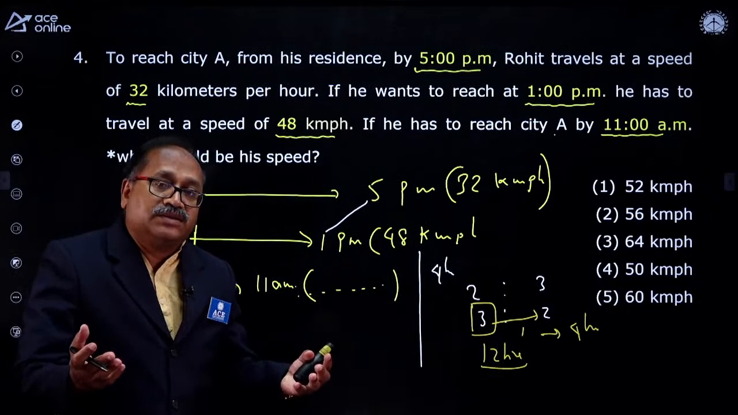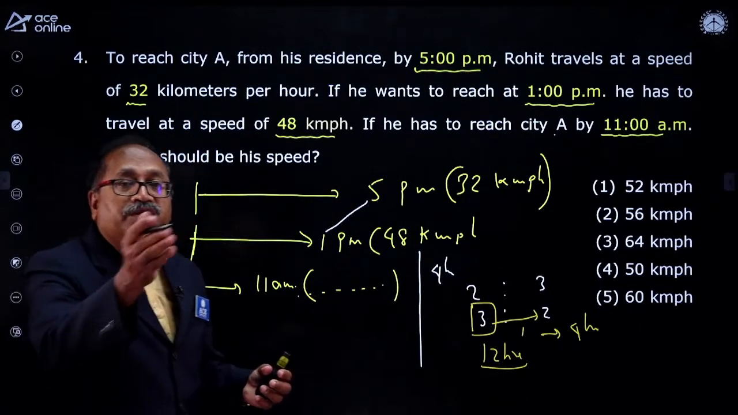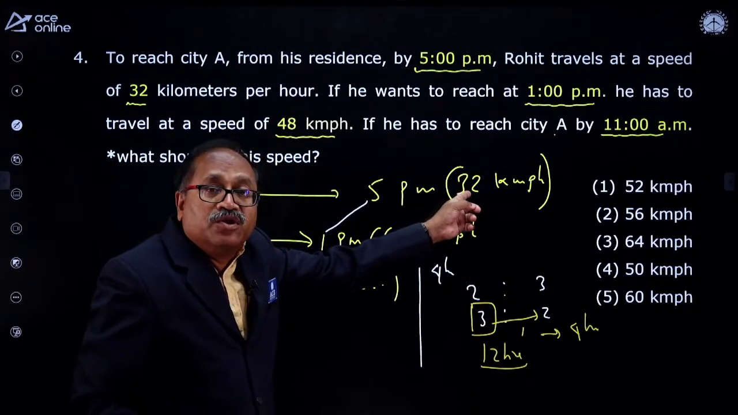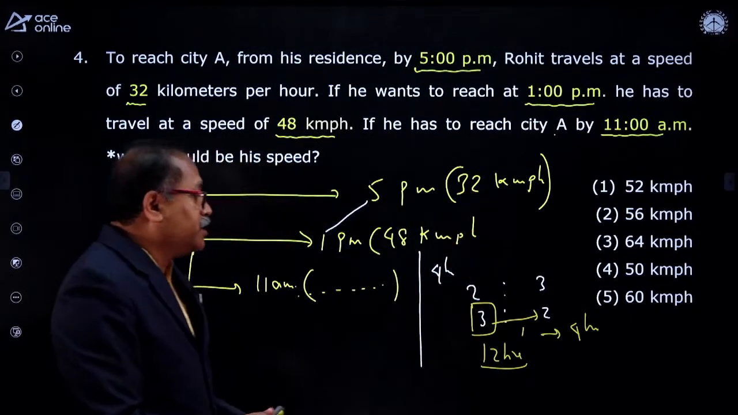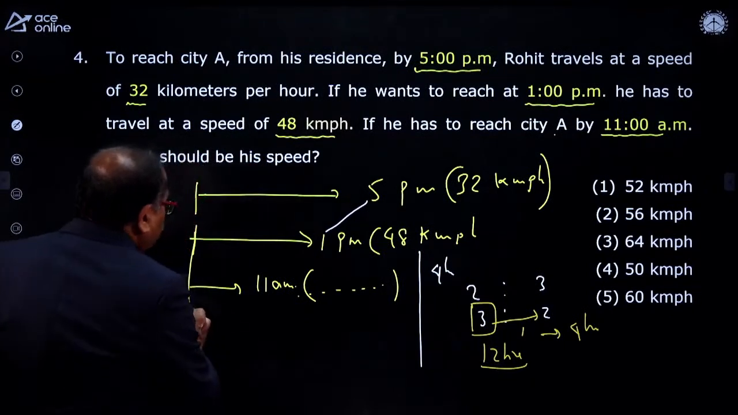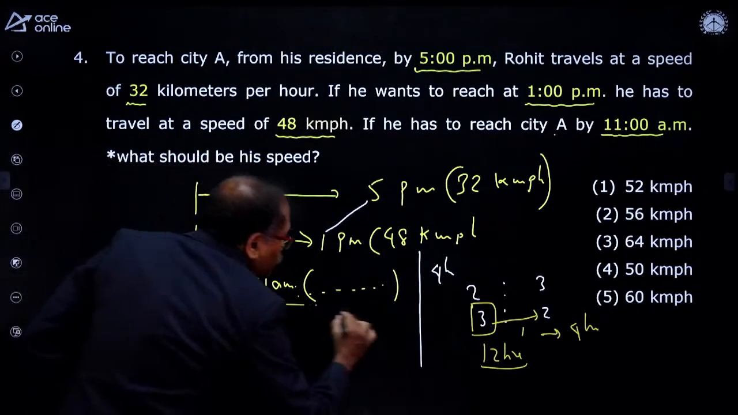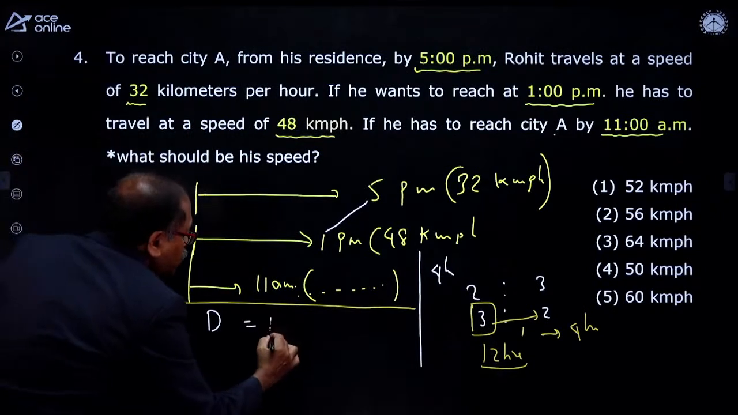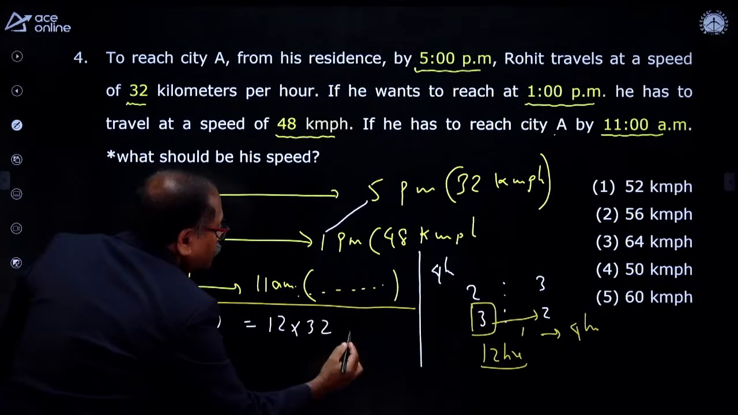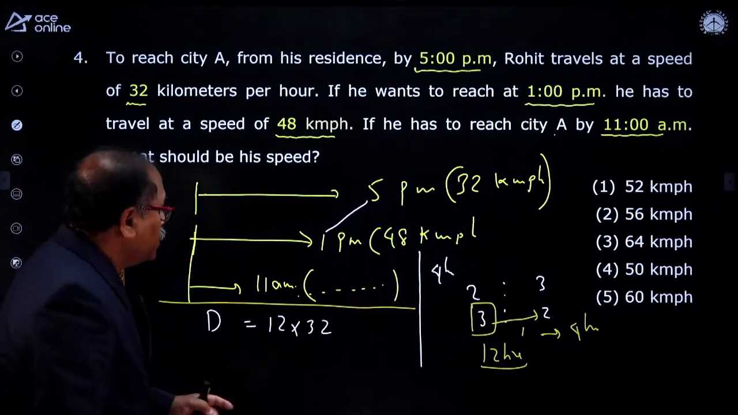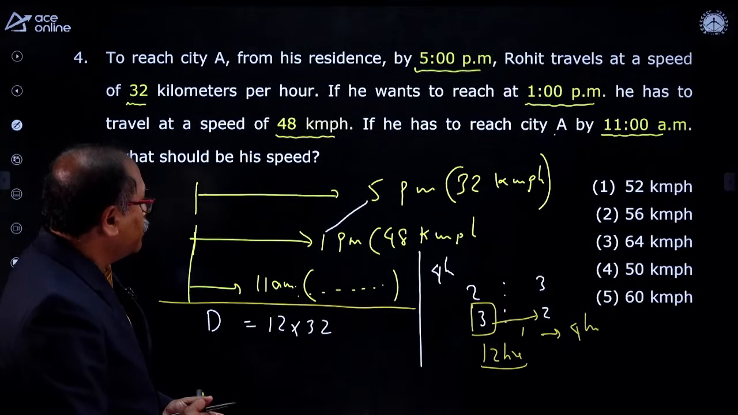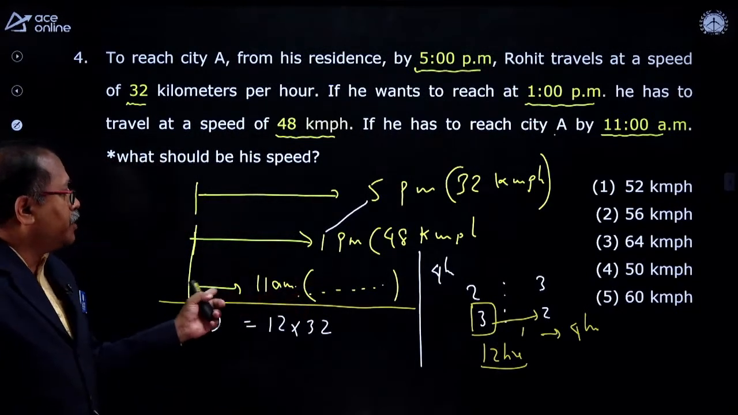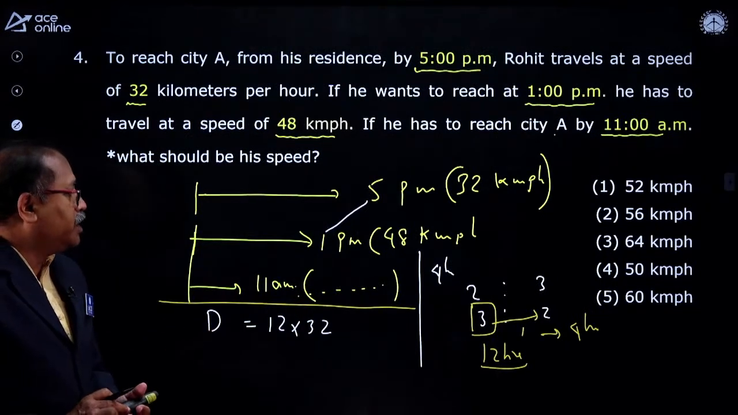So what is the distance? The distance is equal to speed into time. That original time is 12 hours and the speed is 32 km per hour. So I get the distance over here. Let's work out this part. The distance is equal to 12 into 32. Now that distance, and what is the required speed in order to reach by 11 a.m.?